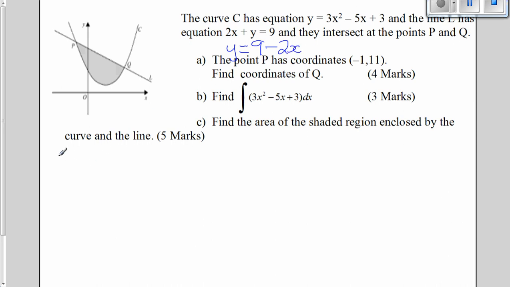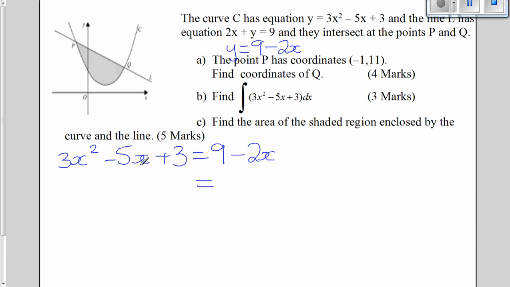Now we did this in an earlier one. We want to know where they meet, so we have to put them equal to each other. So here's the curve, 3x squared minus 5x plus 3, and it has to equal the line, the 9 take away 2x's. That's why I rearranged it a second ago.